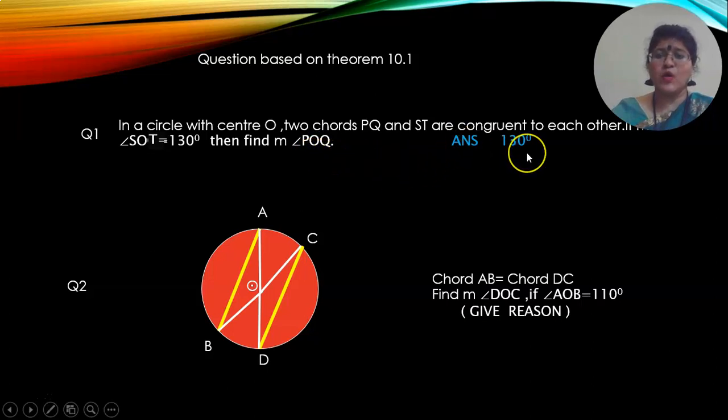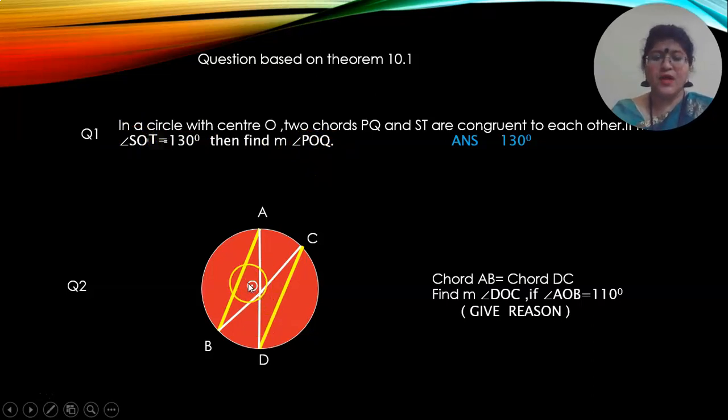Measure angle POQ will also be 130 degrees. And why is that so? Because you've just learned congruent chords. They subtend congruent angles at the center. So if the two chords are congruent, then the angles that they form will also be equal.